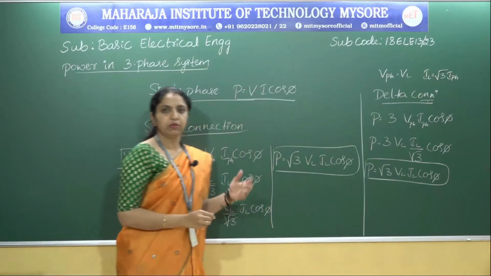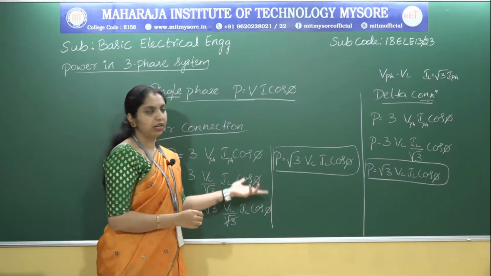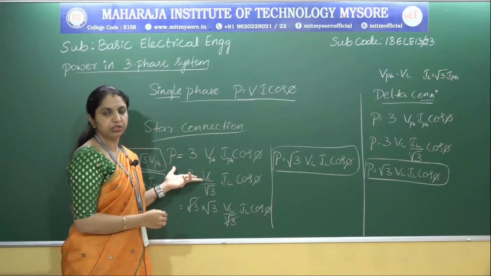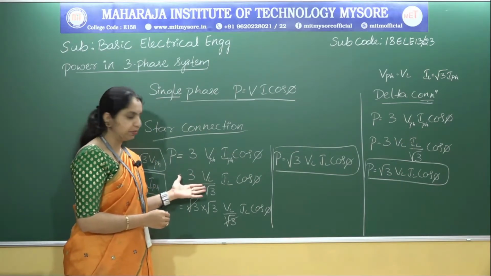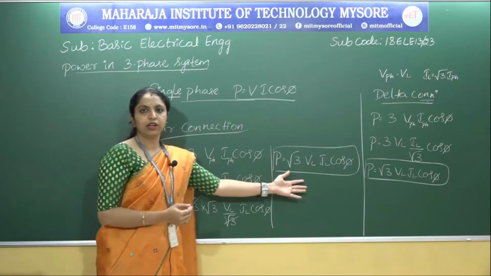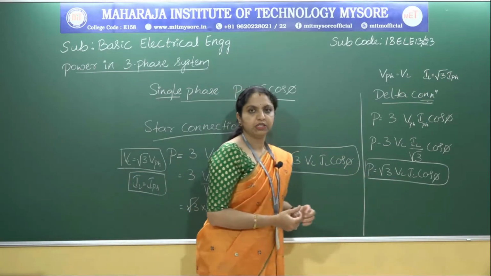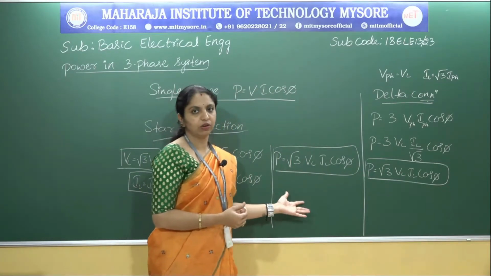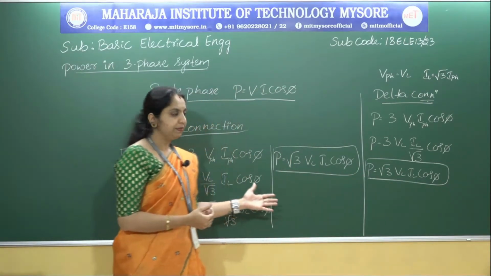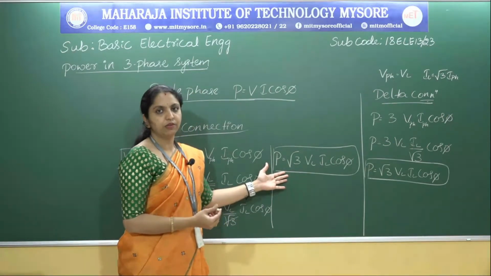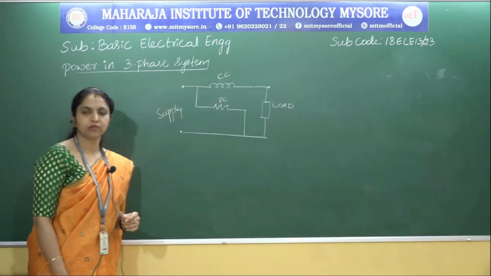So remember, both in star connection and delta connection, the power in a three-phase system can be expressed as root 3 VL IL cos phi. Again in delta connection also, P is equal to root 3 VL IL cos phi. Now let's see how we get this equation using the wattmeter method.